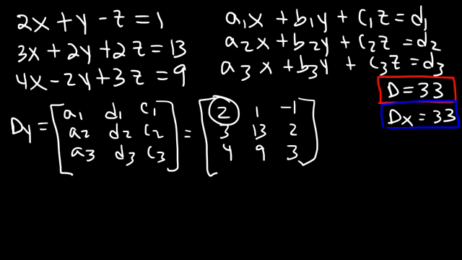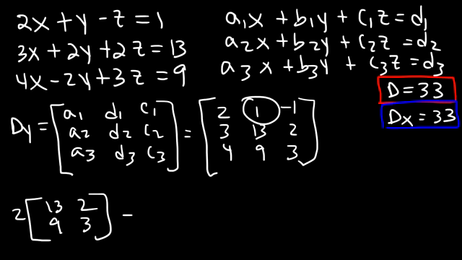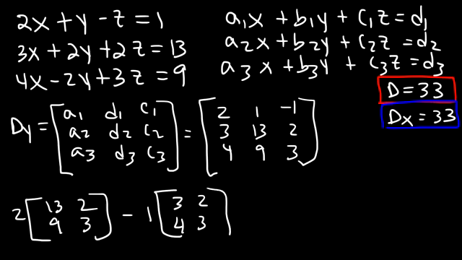So let's start with this number 2. So that's in row 1, column 1. So it leaves behind 13, 2, 9, 3. And then minus the next number, which is 1. And that's located in row 1, column 2. So it leaves behind 3, 2, 4, 3. And then it's going to be plus negative 1, and that's in row 1, column 3. So that's going to be 3, 13, 4, 9.